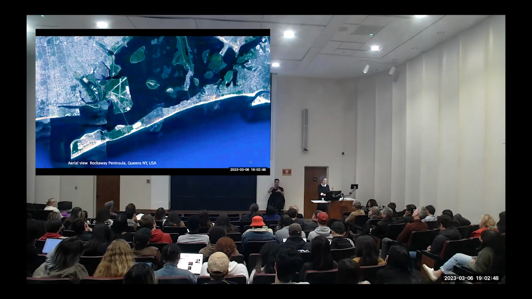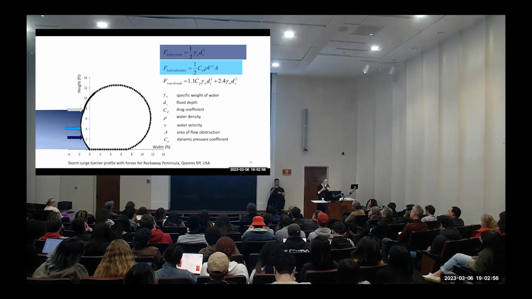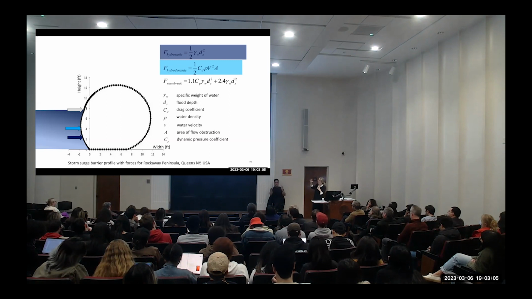And we also had measurements of how high the water had to come during Hurricane Sandy. So imagine if you have a storm surge barrier there that's inflatable. So the scale is very big, right? It's 8 to 10 meters in diameter. The loads are very big.